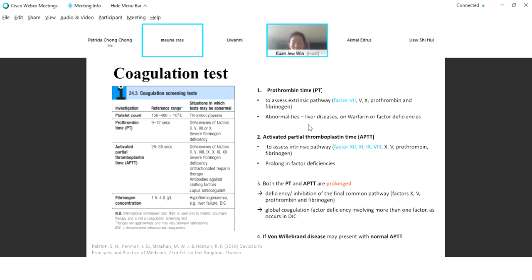Other causes for prolonged PT and APTT are usually due to global coagulation factor deficiency involving more than one factor, which usually occurs in DIC. And in von Willebrand disease, they may present with normal APTT.